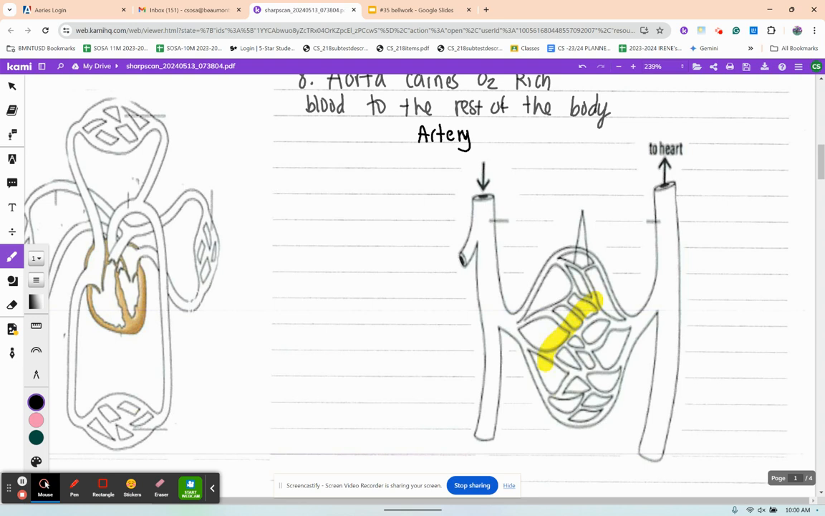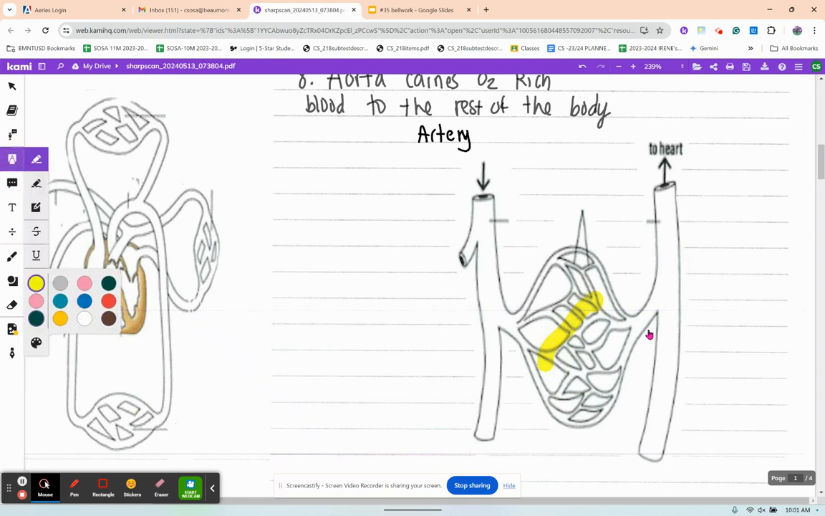Make sure you do the coloring later at home. All right, so let's go here. Our arteries are bringing oxygen-rich blood to our body tissues.